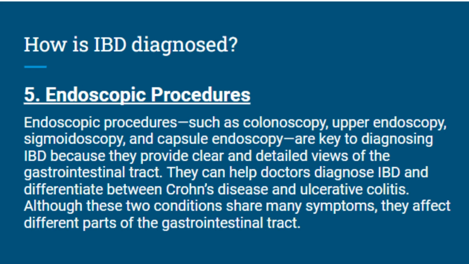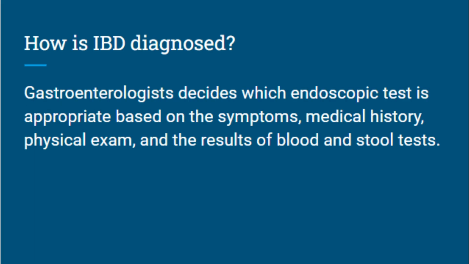Step 5. Endoscopic procedures. Endoscopic procedures, such as colonoscopy, upper endoscopy, sigmoidoscopy, and capsule endoscopy, are key to diagnosing IBD because they provide clear and detailed views of the gastrointestinal tract. They can help doctors diagnose IBD and differentiate between Crohn's disease and ulcerative colitis. Although these two conditions share many symptoms, they affect different parts of the gastrointestinal tract.